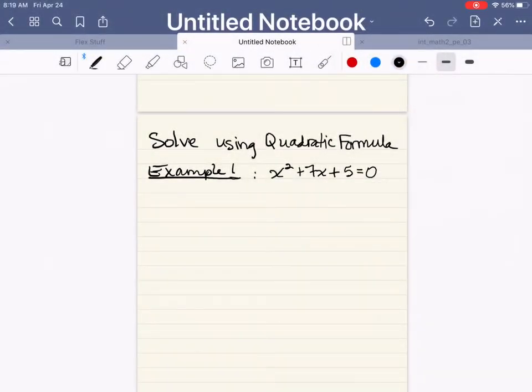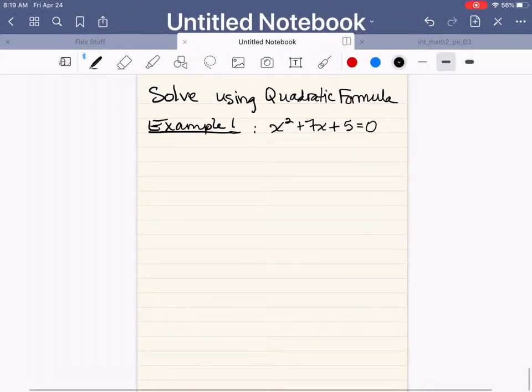So our first example is to solve this equation using the quadratic formula. It's x squared plus 7x plus 5 equals 0. So the first thing we check is to make sure it's equal to 0, which it is. So since it's equal to 0, then we can find a, b, and c, which you guys are really good at. Remember, a is in front of the x squared.